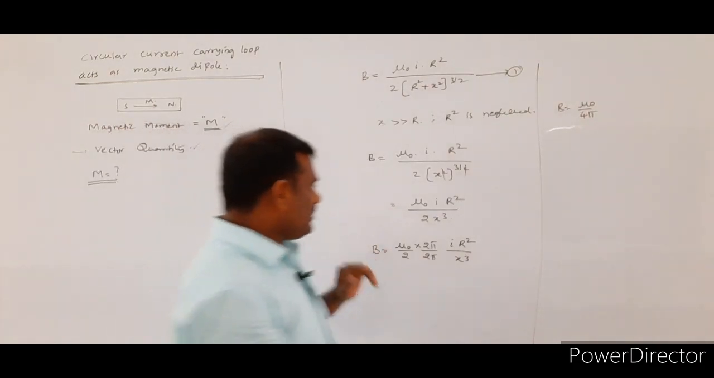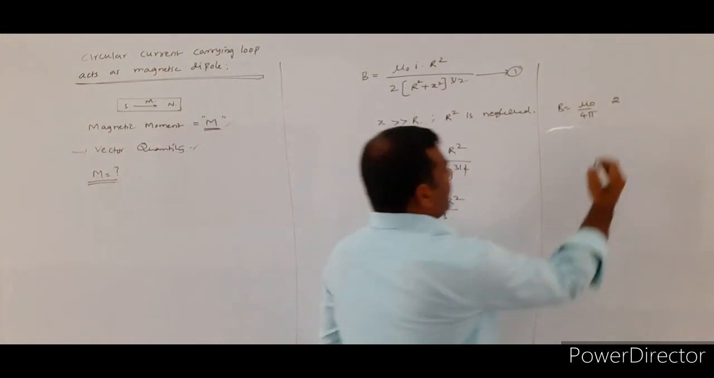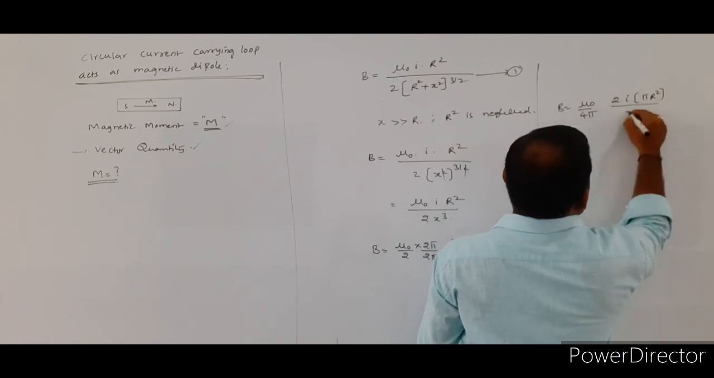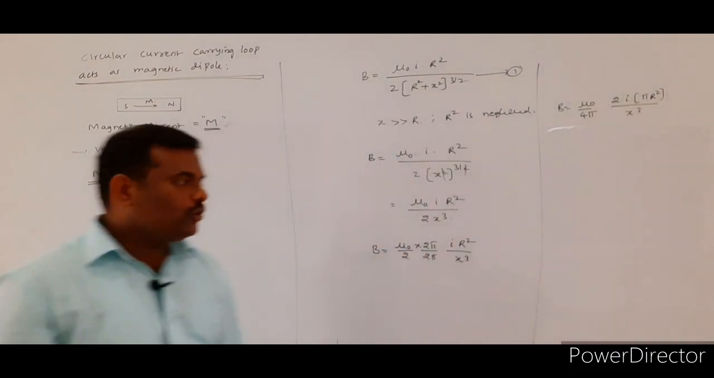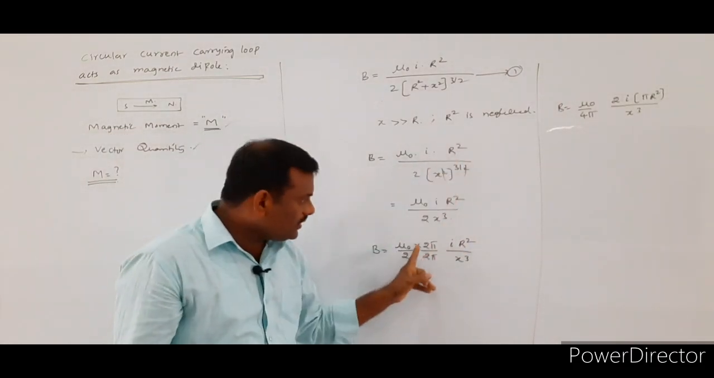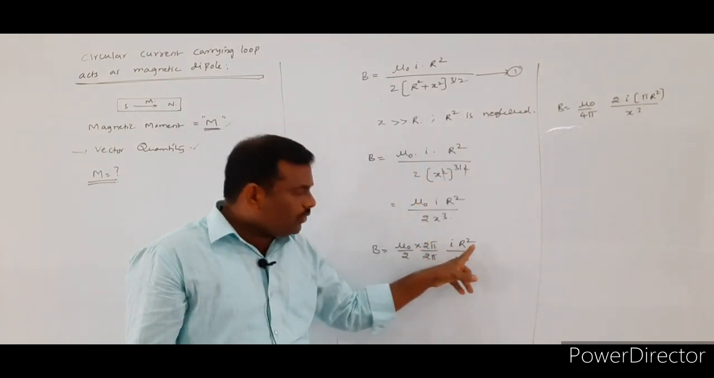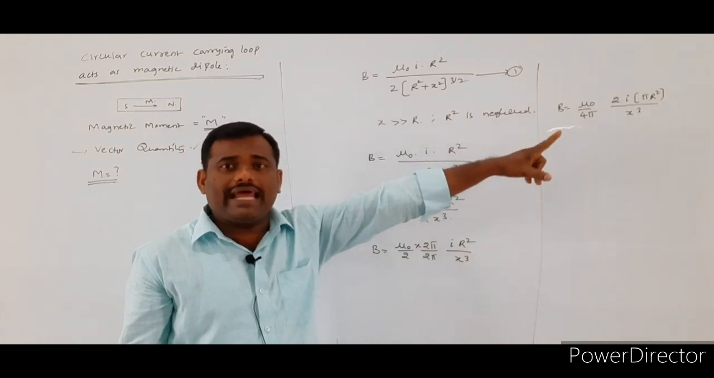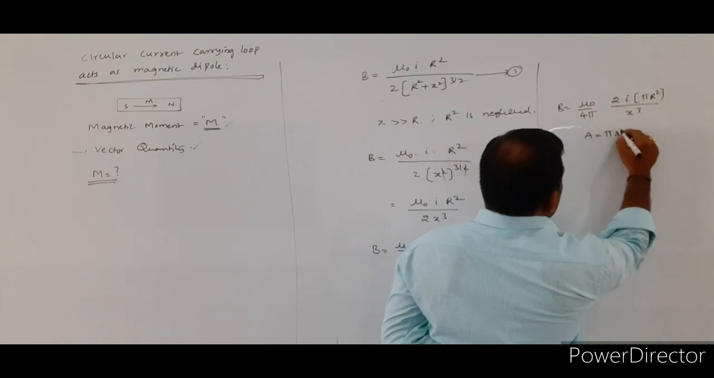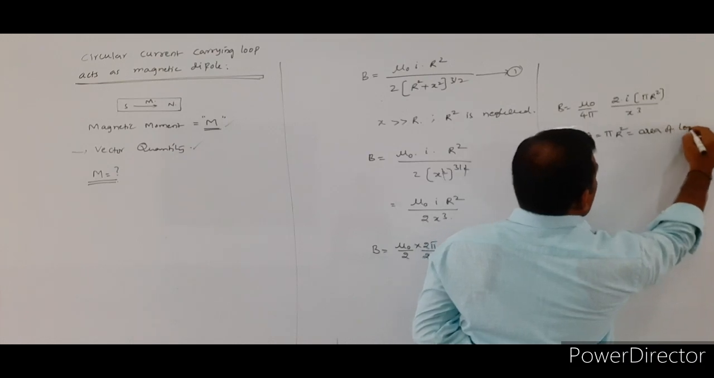Next, here I am writing 2 into I into pi r square by x cube. This 2 into 2 pi becomes 4 pi in the denominator. So 2 we write separately, I we write separately, and pi into r square we write together. Here pi r square indicates the area of the loop.